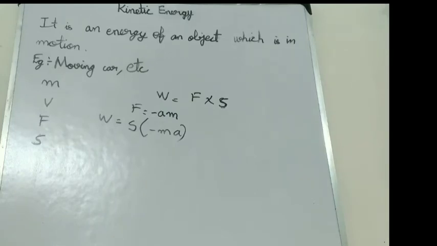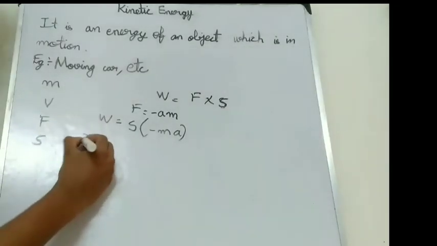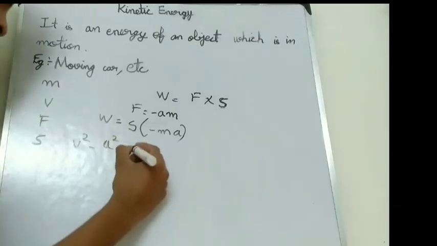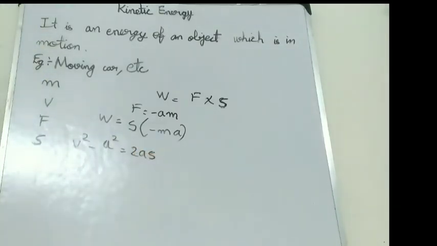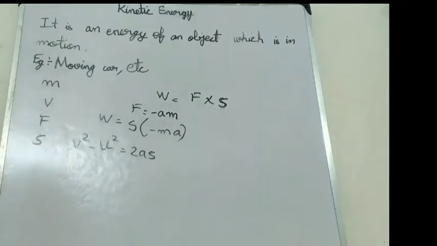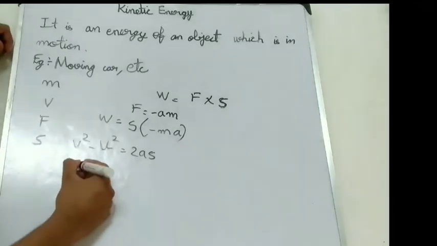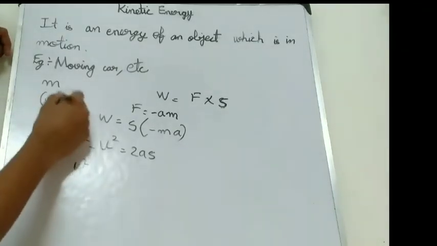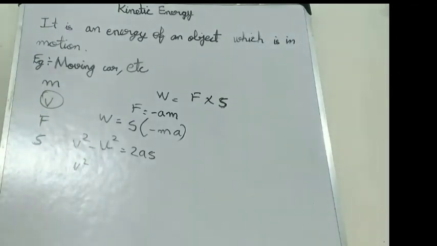Now you know Newton's third equation of motion, which is v square minus u square is equal to 2as. In it, v is the final velocity, the final speed, and u is the initial velocity. The final velocity here is v, so v square, and it is constant, so it will be the same.